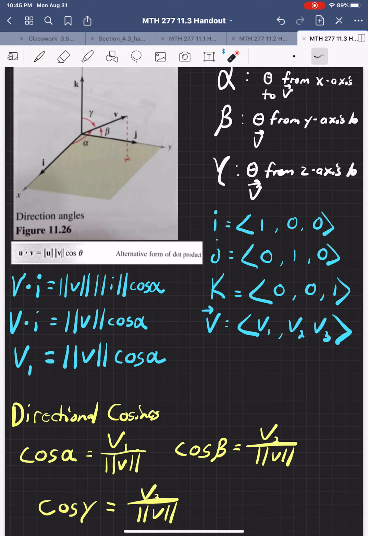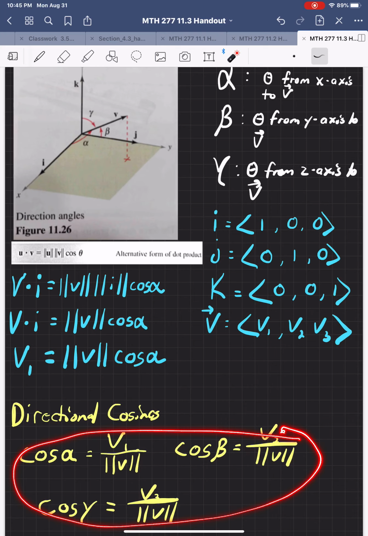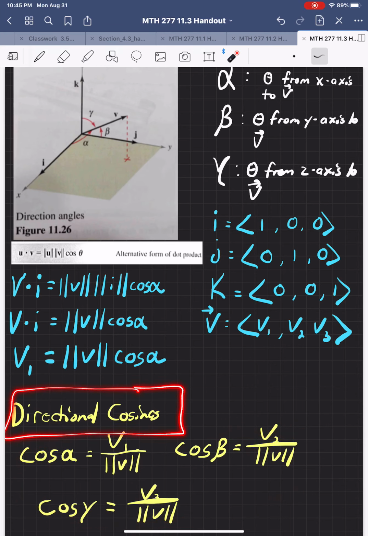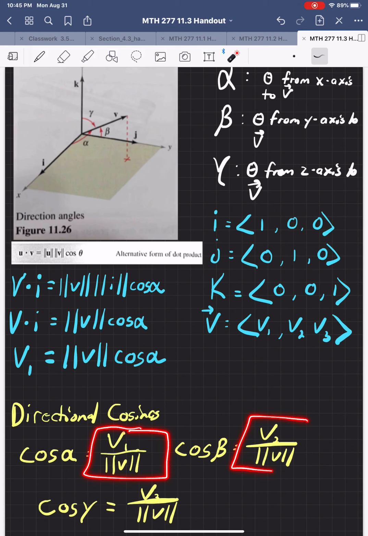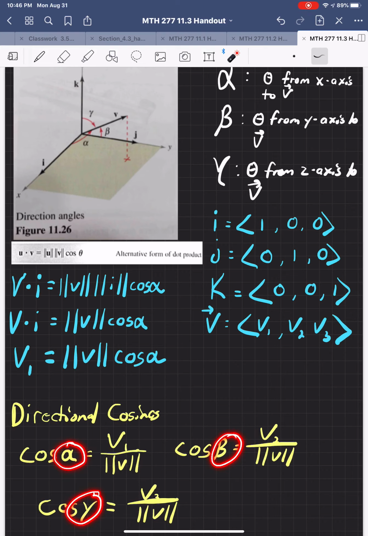All of these refer to your directional cosines. So you might be asked to find the directional cosines, and to do so, you just note that you would have 3 different answers here. You also might be asked to find your directional angles. In that case, you start with your directional cosines, and then to find the angles, you just have to take cosine inverse of each.